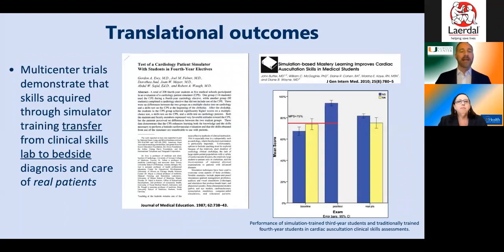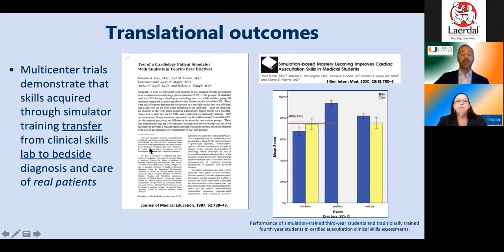Of course, finally, the million-dollar question in all of our simulation education is, do the skills or the knowledge that they acquire in the simulation setting translate to real patient outcomes? There have been a number of studies that have demonstrated this, that the answer is yes, with Harvey and UMedic.